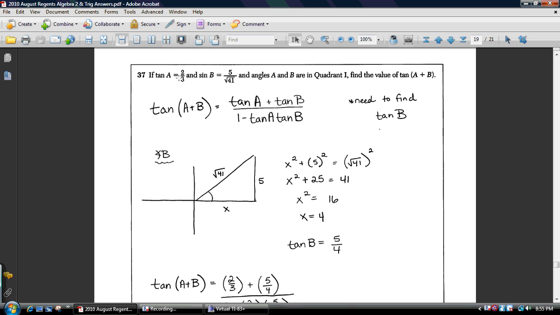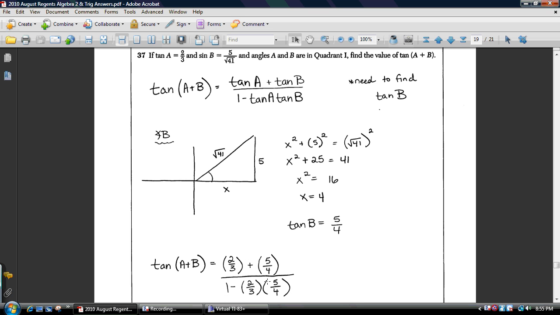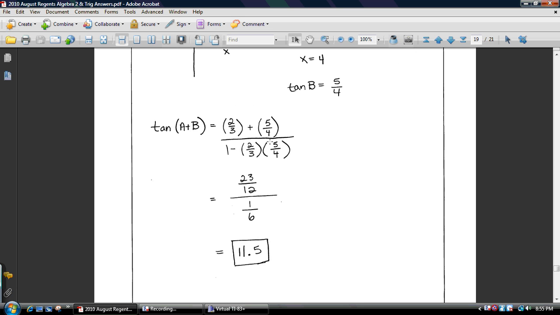And now that you know both tan A and tan B, you just sub them into the formula. That's what I did. I subbed them in. I used my calculator to add these, or subtract this and multiply it, whatever operations were going on. And then I took this and I divided it by this, and I got 11.5.